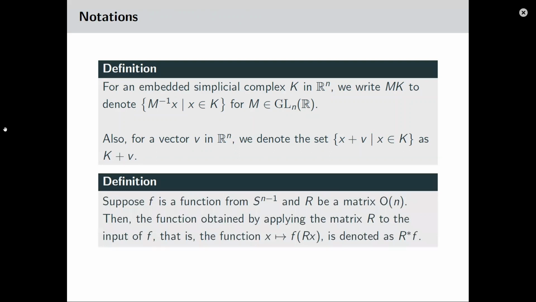Another notation we will use is related to pullback. Given a function f defined on S^(n-1) and an orthogonal matrix R, R star f denotes another function defined on S^(n-1), where given an input x, the output is f(Rx). So this is basically a pullback induced from the orthogonal matrix R.